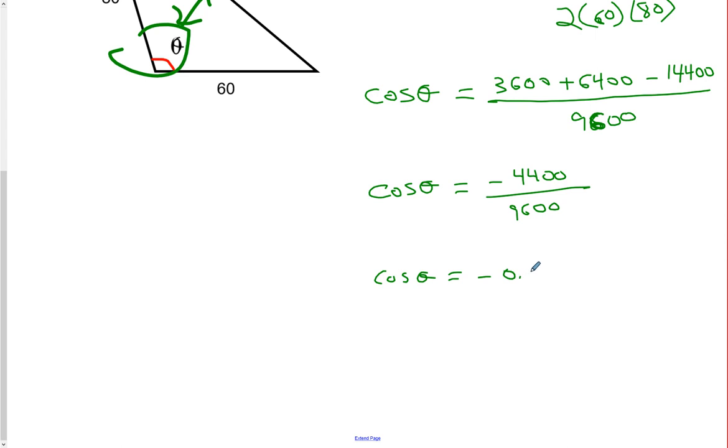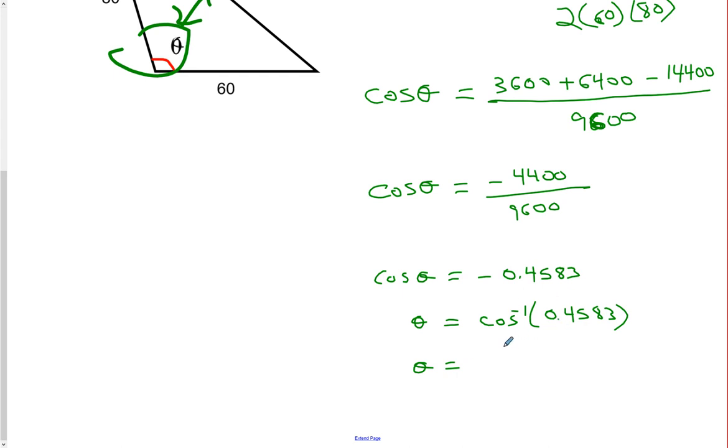It's going to be 0.4583. I'll go to 4 decimal places, and that's plenty. Now I need to use that cosine inverse on my calculator. So I'm looking for that second function button that's going to give me that cosine inverse of 0.4583. I want you to make sure you do this on your calculator so that I know for sure that you're able to do that.